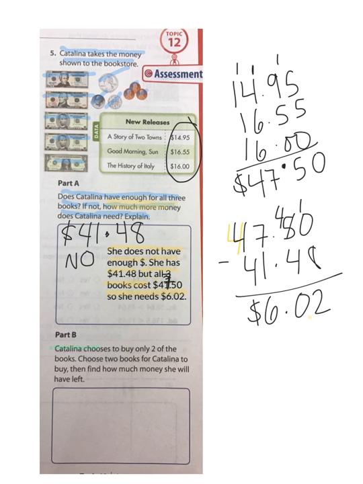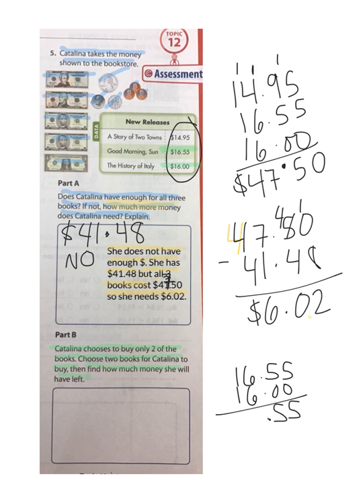B. Catalina chooses to buy only 2 of the books. Choose 2 books for Catalina to buy, then find out how much money she will have left. So in this case, you can choose any 2 books. I am going to choose the 2 bottom books, $16.55 and $16. So I am going to add those 2 together. So $16.55 and $16. So those are the 2 books that I chose for her to buy.